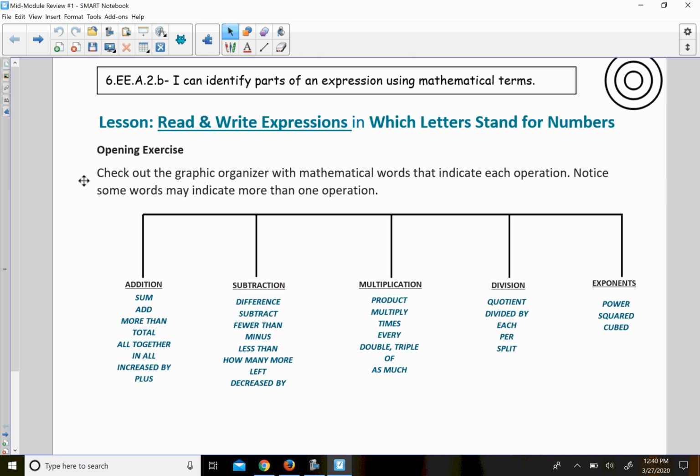So if you remember before break, we were working on translating sentences and key vocab words into math symbols and operations. So what I thought we would do this week is kind of just backtrack through the learning that we had done with Module 4 so far, because if we still had school, we probably would have had our mid-module test that week, that first week that we ended up being off.